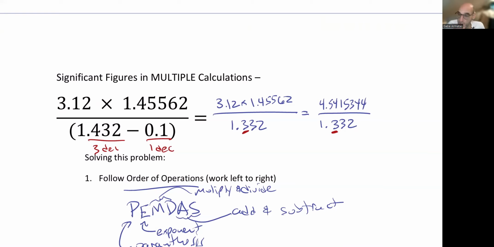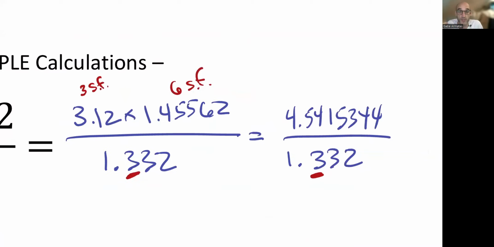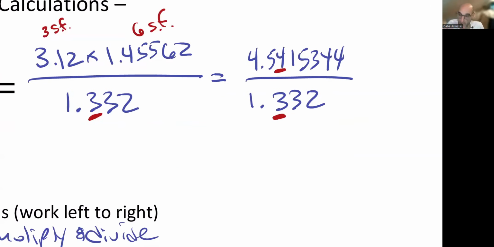But you're going to keep everything. So now we take a look at our two numbers here. We're multiplying, so I'm interested in the number of sig figs. The 3.12 has 3 significant figures. The 1.45562 has 6 sig figs. So 6 sig figs, 3 sig figs. That means my answer, because we're multiplying, is limited to the number of sig figs. I need to find the third sig fig and underline it. That second 4 is going to be the third sig fig, so I'm going to underline that. Now I'm going to continue. So we have kept track along the way.